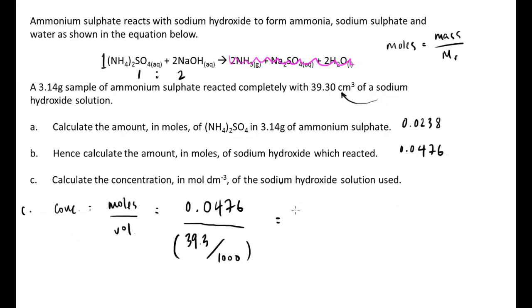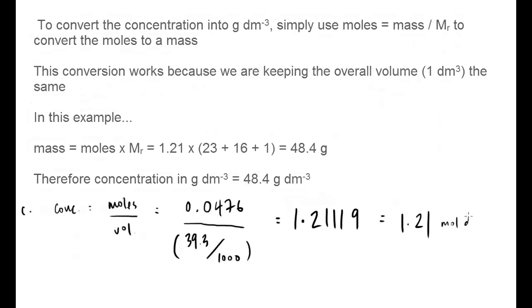And that comes to 1.21119. And again here we've got to do a bit of rounding, so we're going to go to 3 significant figures. I'm going to call it 1.21 moles per decimetre cubed. And there we go, we have an answer again. And a fairly straightforward one.